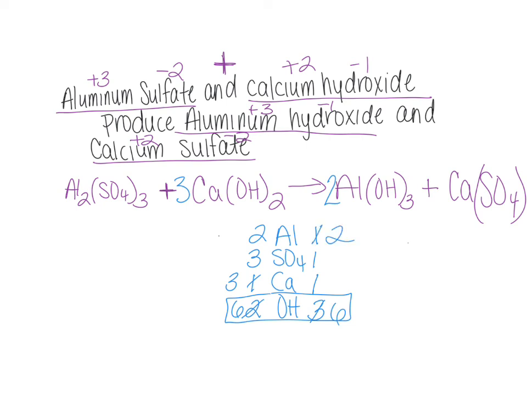So now my aluminums are balanced, but my sulfates and my calciums are not, but I have 3 of each of them on the reactant side. So if I just put a 3 in front of calcium sulfate on the product side, now I will have 3 there, and my equation is written correctly and balanced.